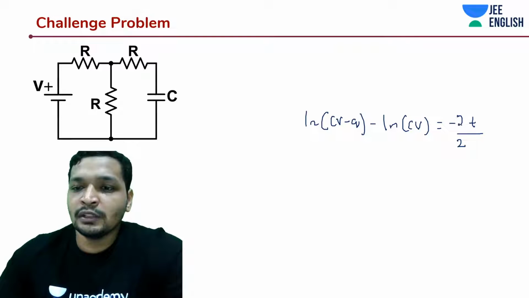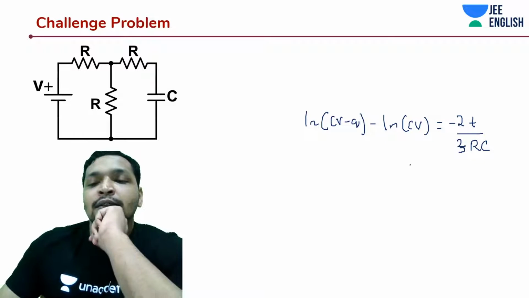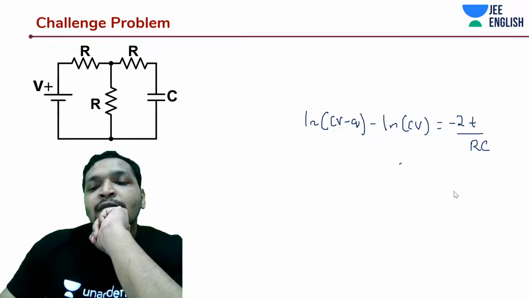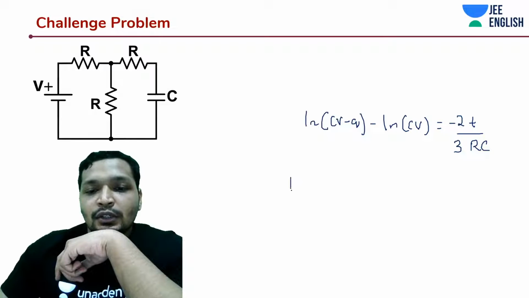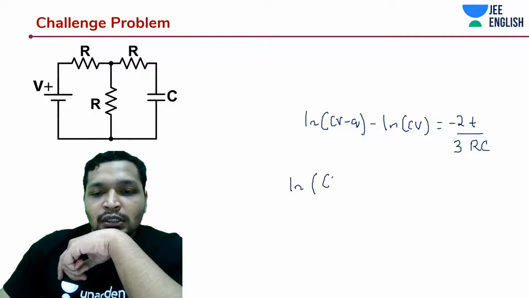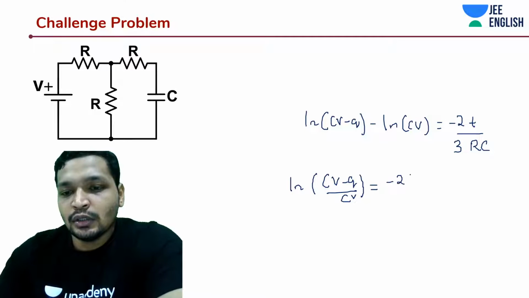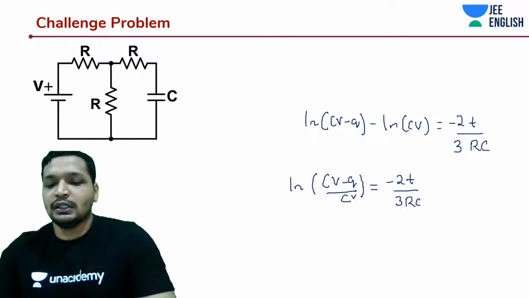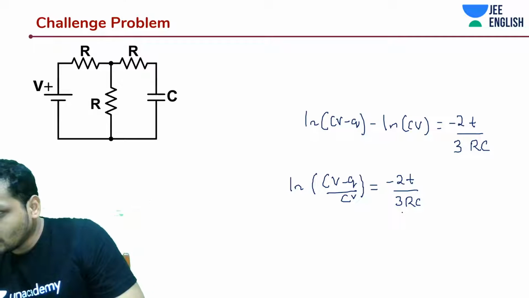2 minus 2t. Minus would be there always, don't forget it, okay? And yes, that is it. So as usual, log operations, exponential operations, you do that, you would get your answer. Okay, log of (CV minus Q) by CV is equal to minus 2t by 3RC. So 3RC, yes, it's 3RC.